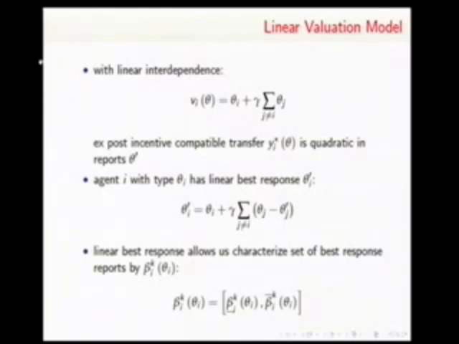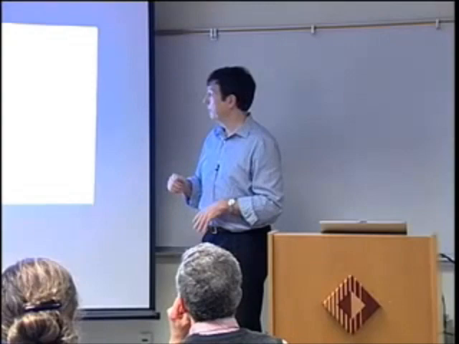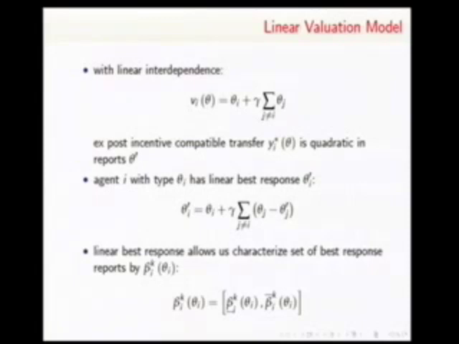So if agent i is of type theta i, and he believes that the other agents have a type profile theta j, but report something possibly different, namely theta j prime, then his best response is simply to report his true type plus a weighted sum, where this sum reflects the differences between the reported type and the true type. So in some sense, he's trying to offset the misreport that he believes the other agents are going to do. And of course, the immediate verification is that truth telling, that is the agreement of report and type, is indeed an equilibrium because it satisfies the best response profile.